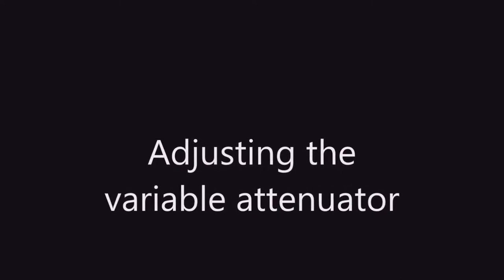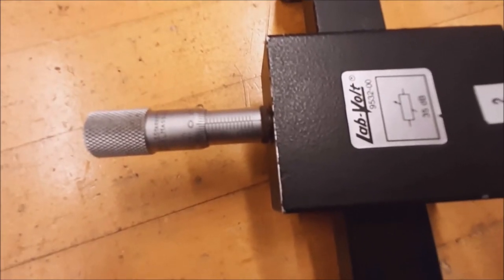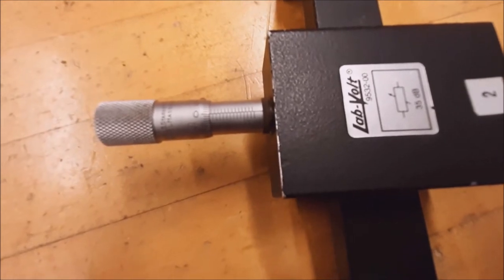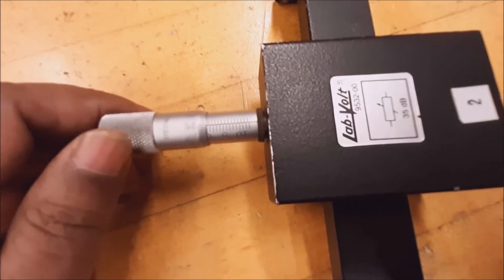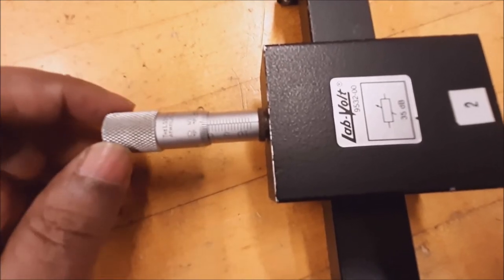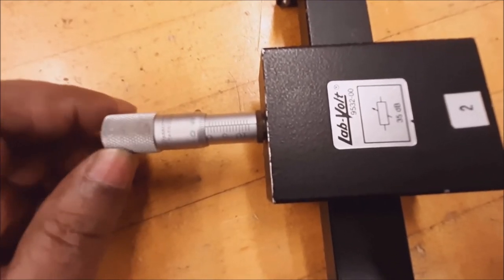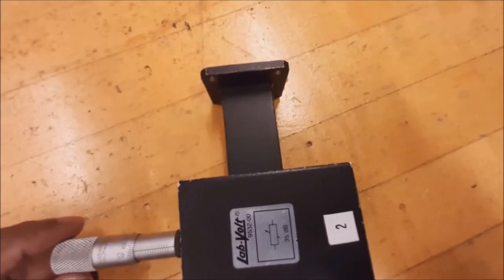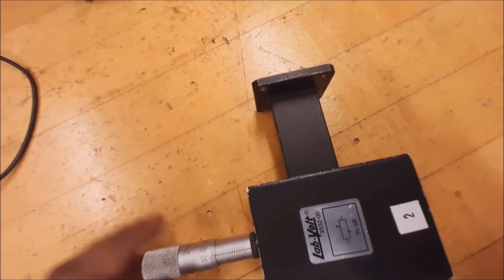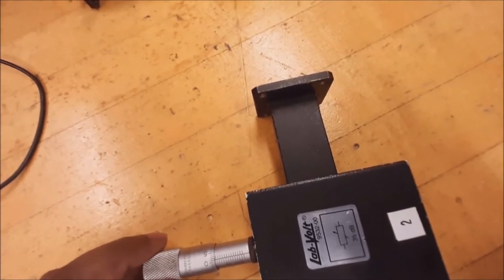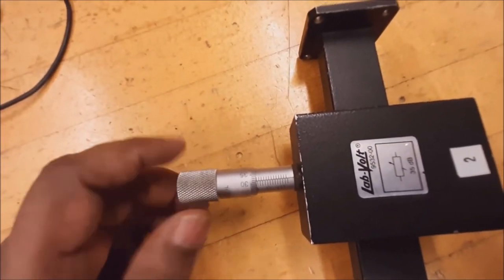Now we have to adjust the variable attenuator. So here I show you how the variable attenuator can be adjusted. Look, the zero reading on the variable attenuator. You can see the zero mark shown there. At first we are trying to get zero. So this is zero now. The zero on the round scale is aligned with the axial line.